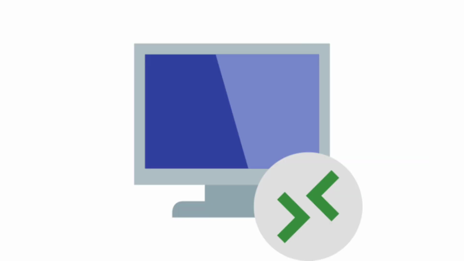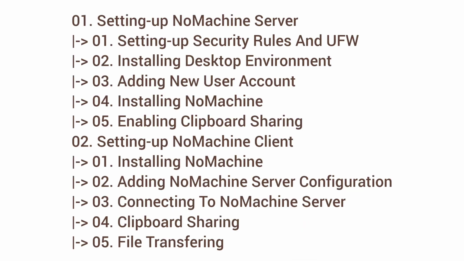I will show in this video how to set up NoMachine server in Ampere VPS and connect to it using NoMachine client in Windows. So, let's see what things we are going to do in this video. First we are going to set up NoMachine server. So, you need to follow its subtopics respectively. Next we are going to set up NoMachine client. So, you need to follow its subtopics respectively.